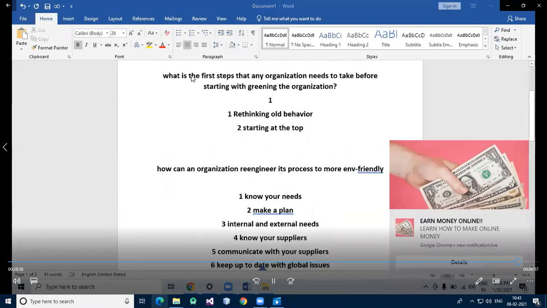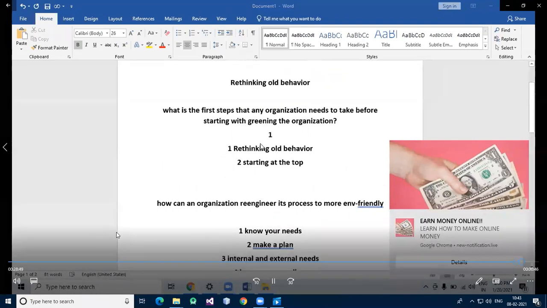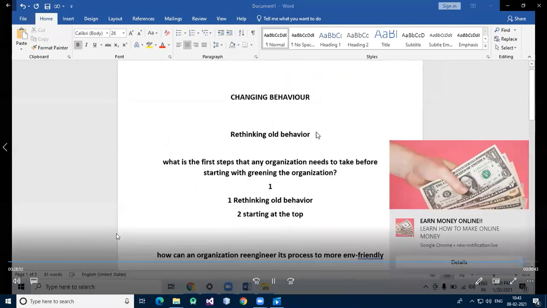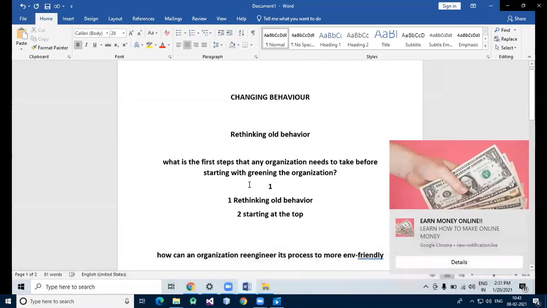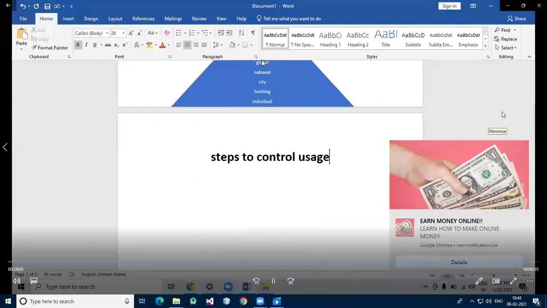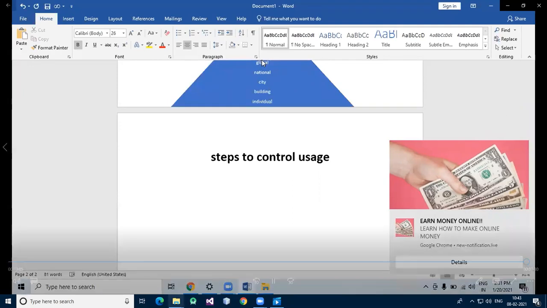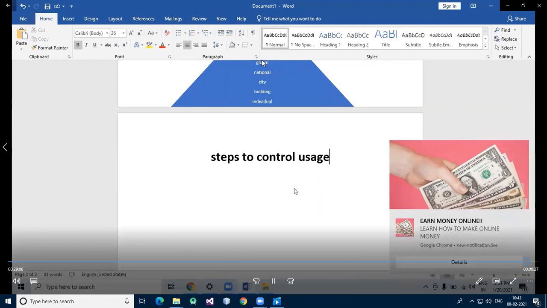Then what is the first step any organization needs to take before starting with greening the organization? Rethinking all behavior and starting at the top. So changing behavior is what we have seen today. In the next lecture we will see recycling, furniture, cooperative buying, then environmentally preferable purchasing plan. Then energy, then what are the other sources of pollution and how can they be managed? These points we will see later.